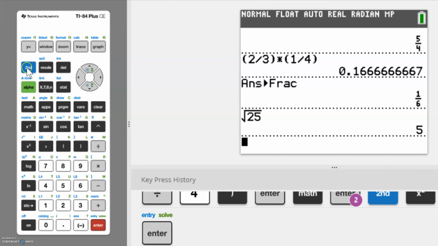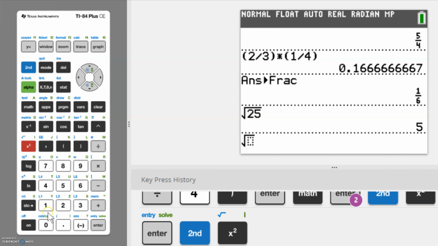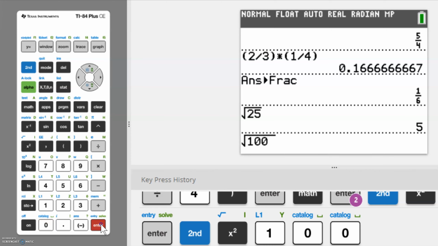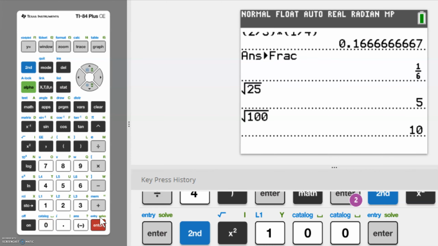Or let's say I want to do the square root of 100. So second square root 100, hit enter. So in another video, we'll talk about what we mean by square roots. So that should be enough to get you started.